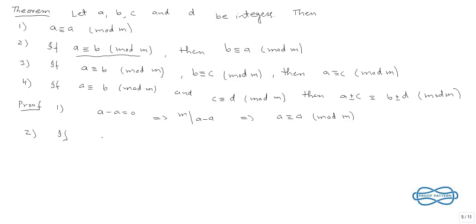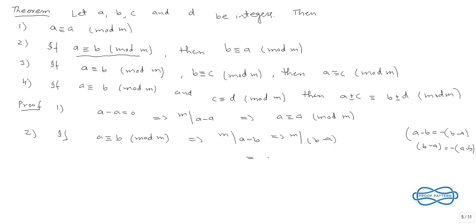The second is, if it is given that A is congruent to B mod m, this means m divides A minus B. And since we know that A minus B is equal to minus times B minus A, or we can say that B minus A is equal to minus times A minus B, this means m also divides minus times A minus B, which is B minus A, and this means B is congruent to A mod m.